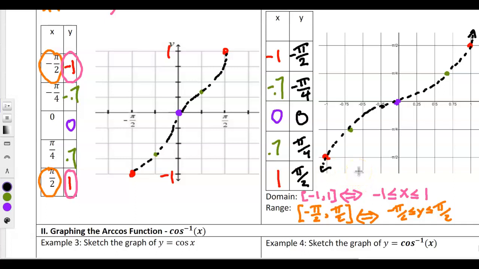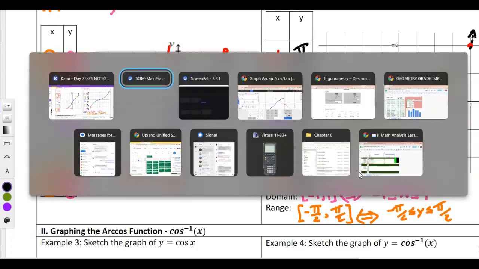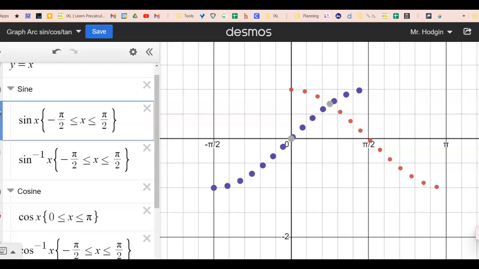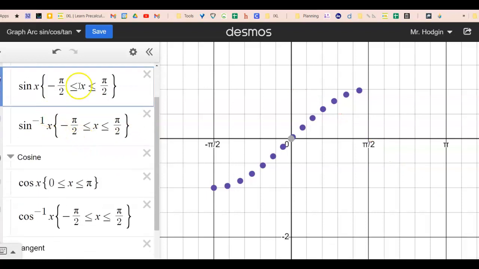And if I were to overlay these, does anybody remember from the geometry days what you think they'd look like if I overlapped them? Yeah. So let's look at this on Desmos really quick. Take that off. So we got our sine.